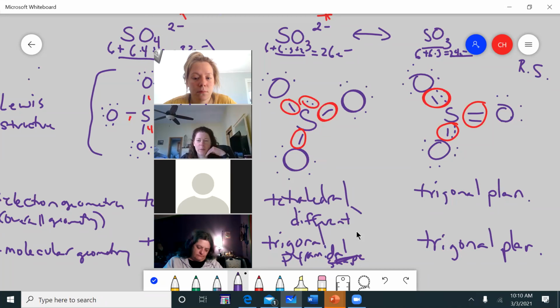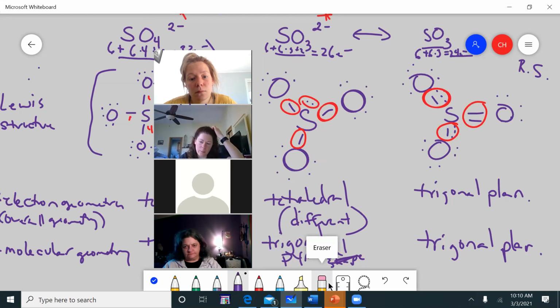Can you repeat what you said about the 3 bonds on SO3? About why you determine them also trigonal planar? So why there are 3? On the molecular geometry. Because there aren't any lone pairs of electrons.